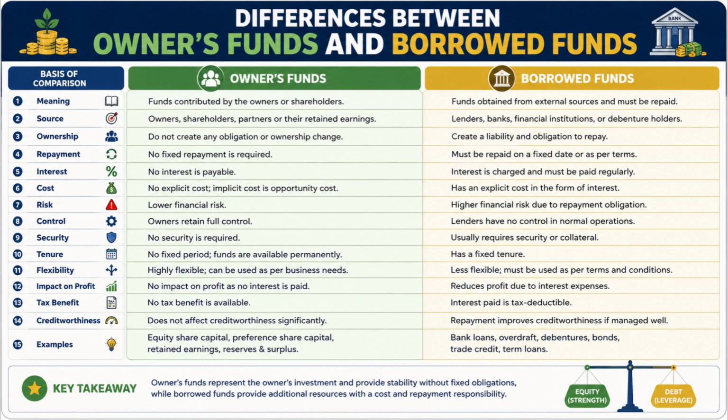To summarize, owner's funds represent the owner's investment and provide long-term stability without repayment pressure, whereas borrowed funds provide additional financial resources but come with interest costs and repayment responsibilities. Businesses usually use a combination of both sources to maintain a balanced capital structure and support growth.